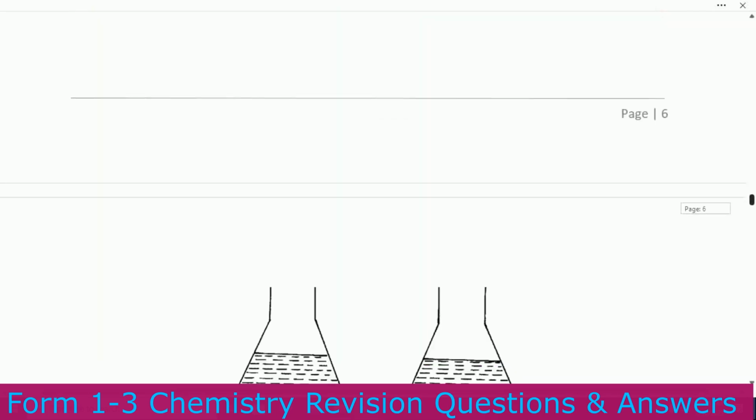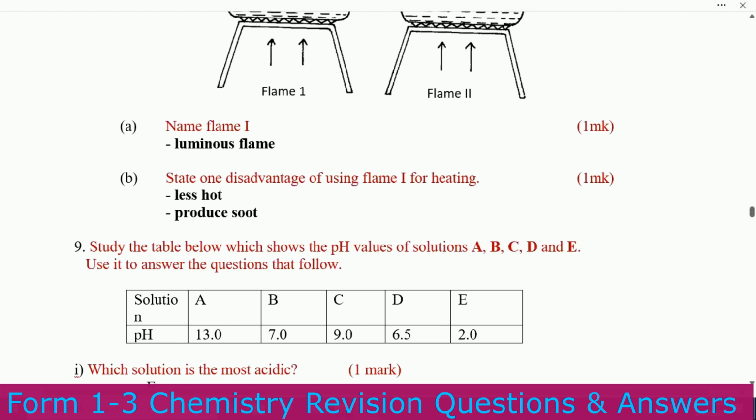Next, state 1 disadvantage of using flame 1 for heating. It is luminous flame, as we know it. It is less hot, produces soot.